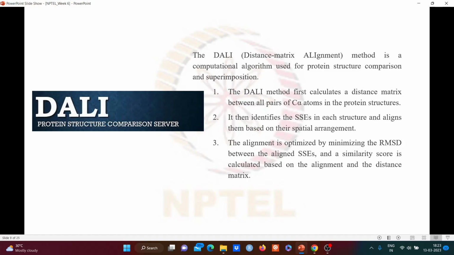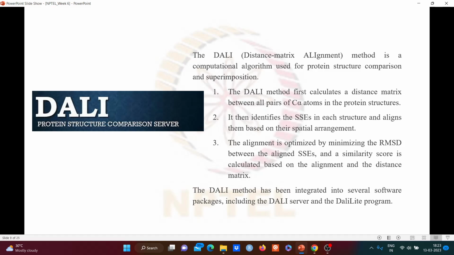So this similarity score is based on the number of aligned residues, RMSD between the aligned residues, and the penalty term for gaps and insertions. The DALI method assigns a Z score to each pairwise comparison, indicating the significance of the structural similarity based on the distribution of scores obtained from a database of known protein structures. So this method has been integrated into several software packages, including the DALI server or DaliLite program.